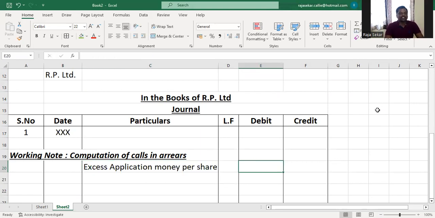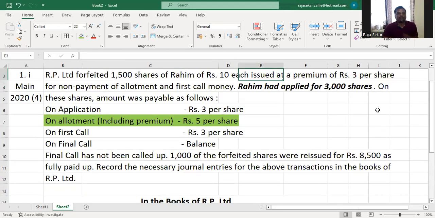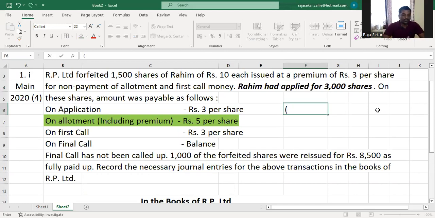Excess application money per share is what, my dear children? It is the total excess application money divided by the number of shares held by Rahim. So we need to first find out the total excess application money. In order to find the total excess application money, we need the total excess applications made by Rahim. If you see in this question, Rahim had applied for 3,000 shares, but he was only allotted 3,500 shares.